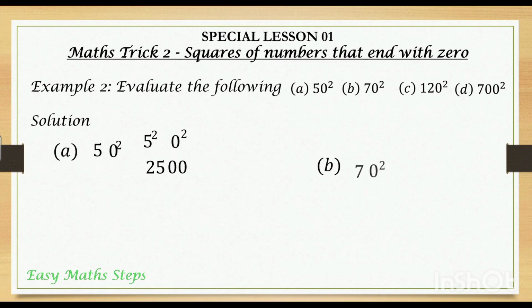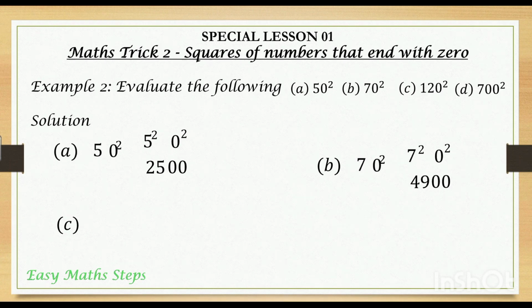Now, let's do the second one. 70. The same step. Take your 7 and square it. So when you square, what do you have? 49. 7 squared is 49. Take your 0. When you square your 0, following the method I told you, just write 2 0s there. That is it. So you have gotten your answer. It's as simple as that.